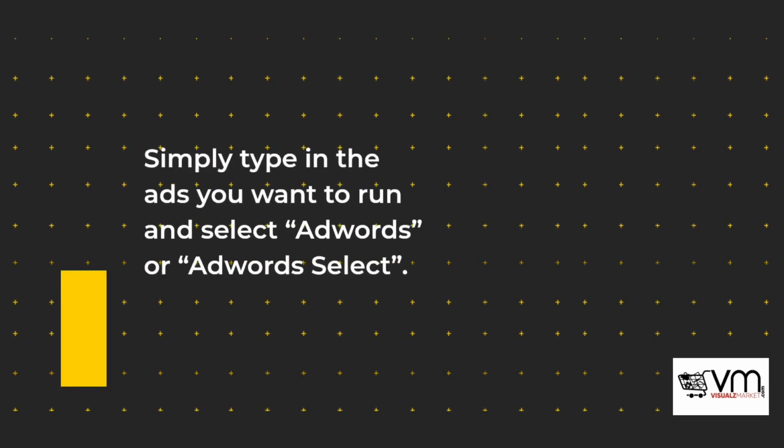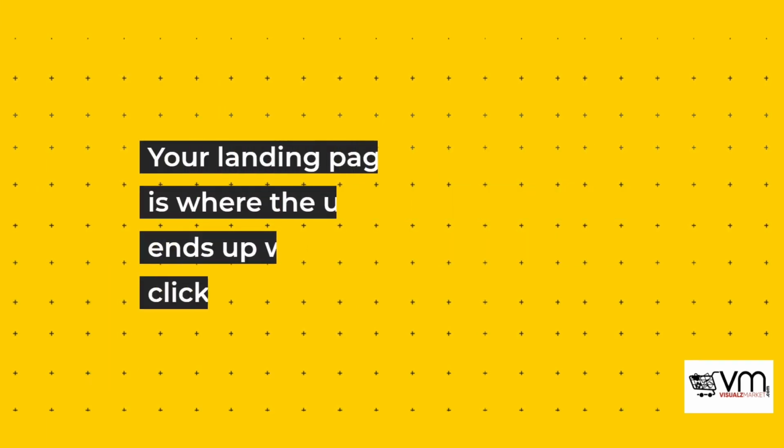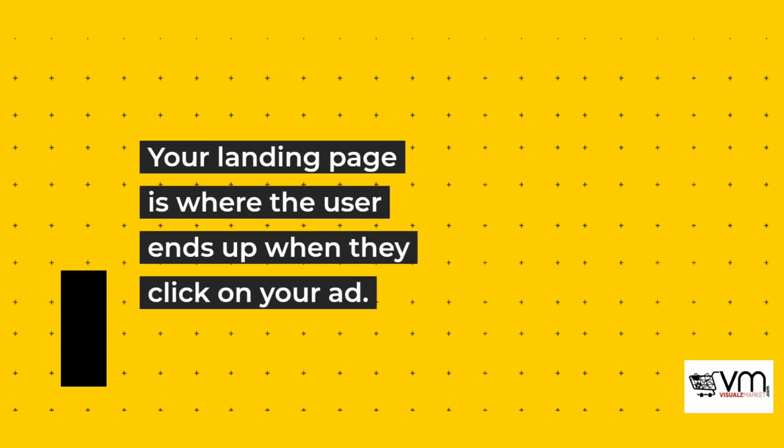Simply type in the ads you want to run and select AdWords or AdWords Select. If you want to run an ad for free, you can use the keyword planner to find a good range of relevant keywords to use. Your landing page is where the user ends up when they click on your ad.